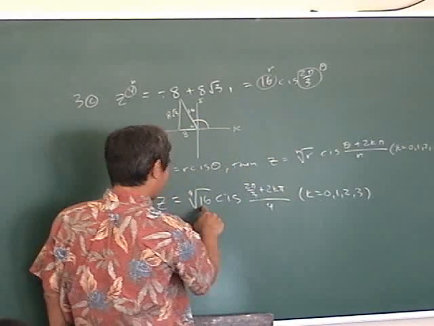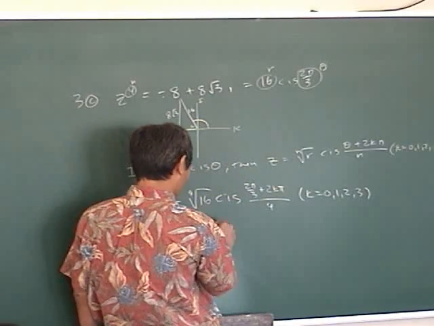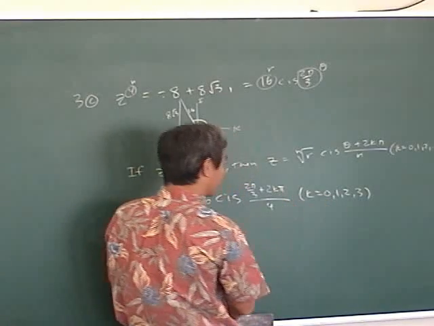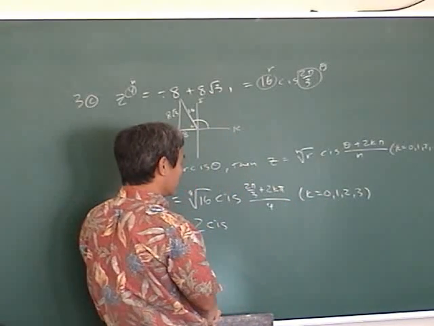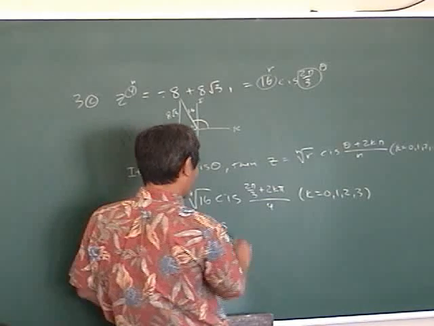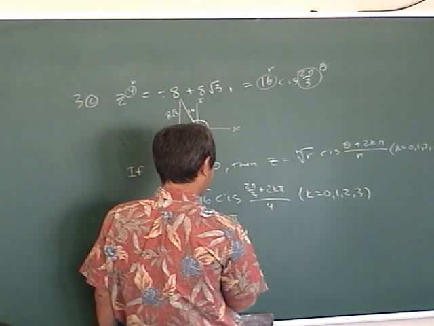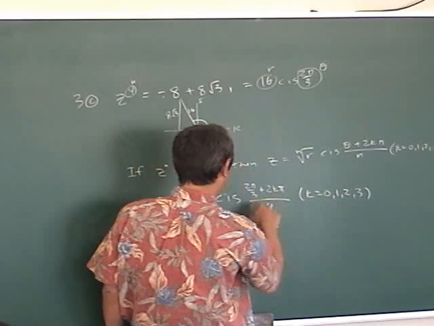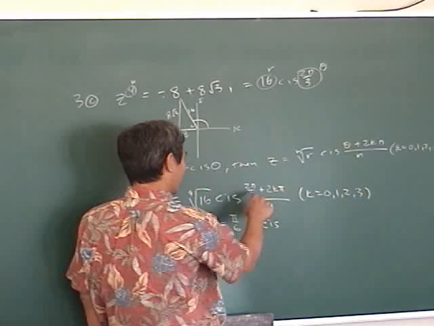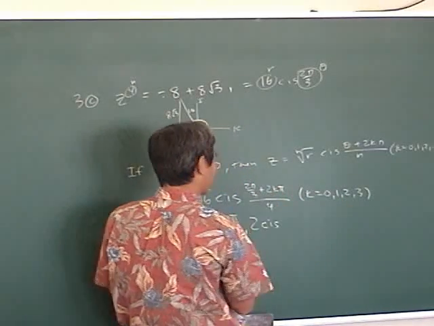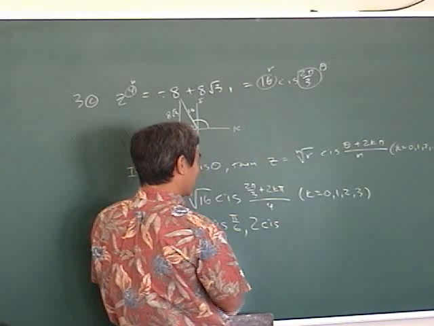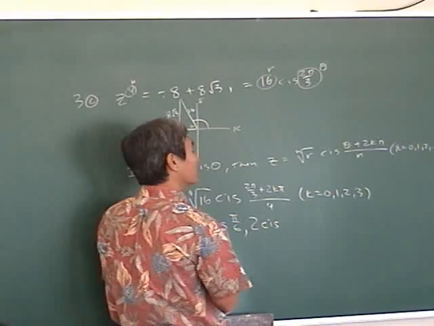Okay, so the first answer is, what is the 4th root of 16? 2, KISS. To get the first answer, all you do is plug in 0 for k. That's all you do. You get pi over 6. Okay, the next answer: now I'm going to plug in 1 for k. What is 2 pi over 3 plus 2 pi? Which is 8 pi over 3, divided by 4. 2 pi over 3.